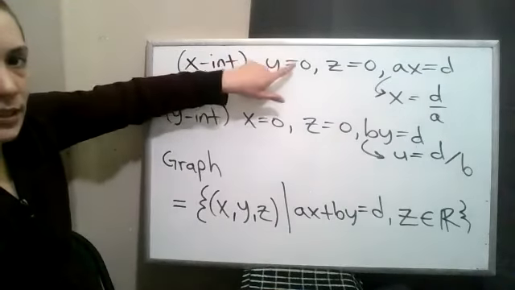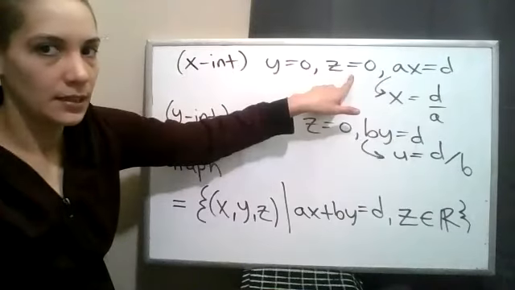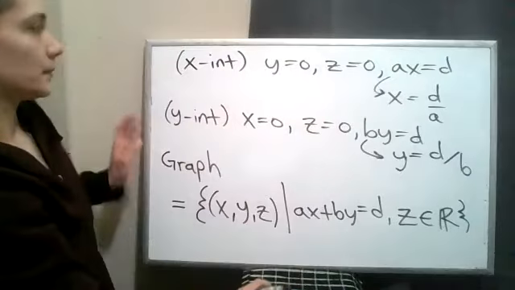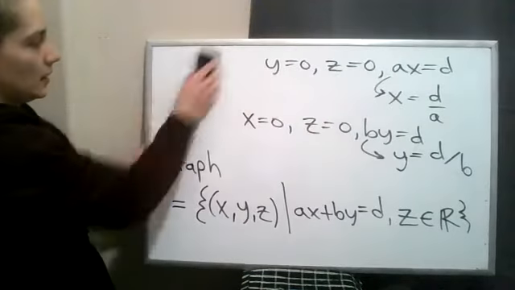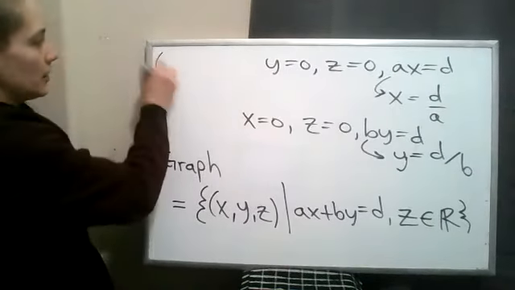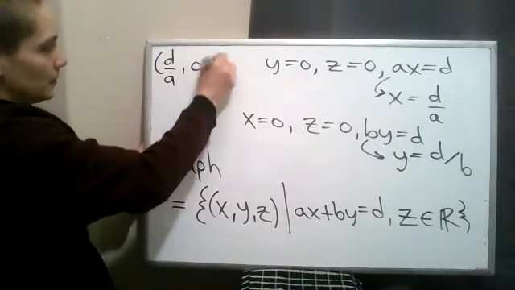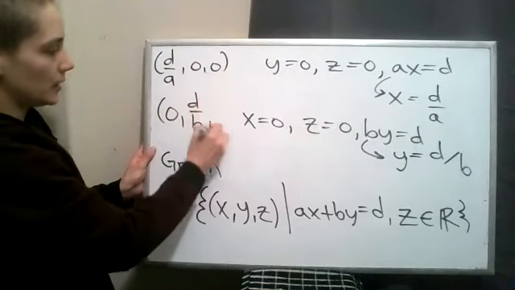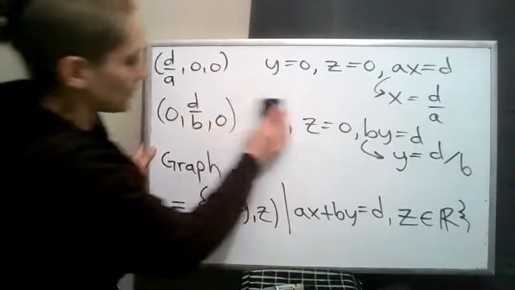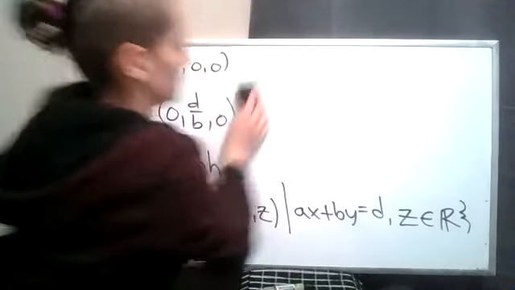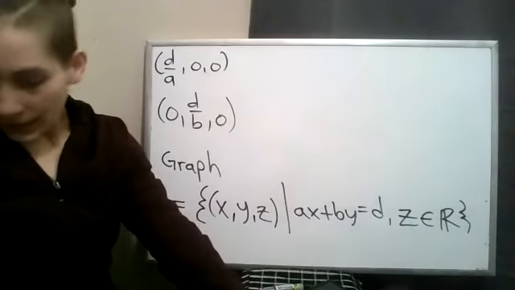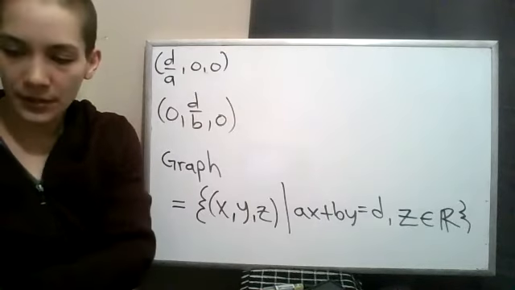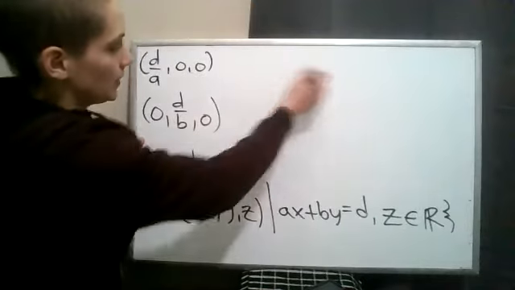Okay, so we're going to plot these points. It goes x, y, z. The first is d over a, 0, 0. We also want 0, d over b, 0. All right, so we need our x, y, z axes, and then we're going to place those two intercepts somewhere on there.